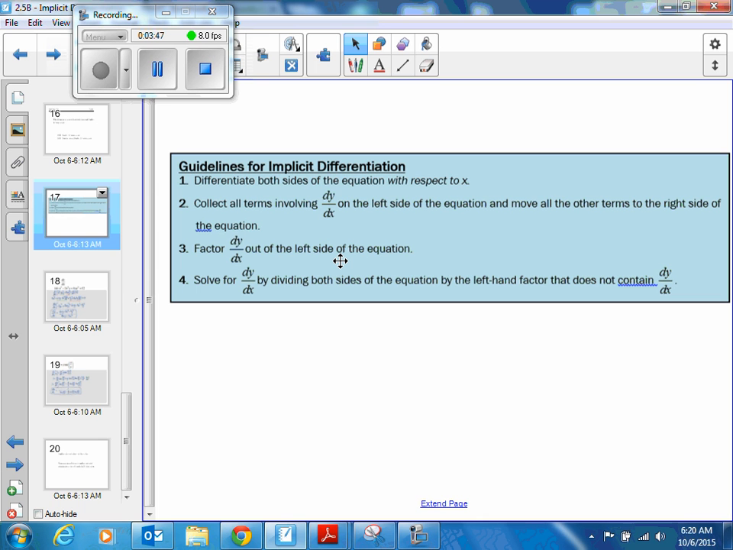If the sub could please pause the video now so that everybody can finish copying this before we go on, that'd be great.